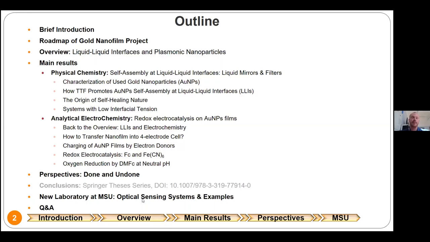And I hope I will try to keep track on time because I have plenty of examples how, let's say, simple methods like UV spectroscopy, like fluorescence spectroscopy, Raman spectroscopy and microscopy can be really, really useful for detection of some compound. Okay, let's start.